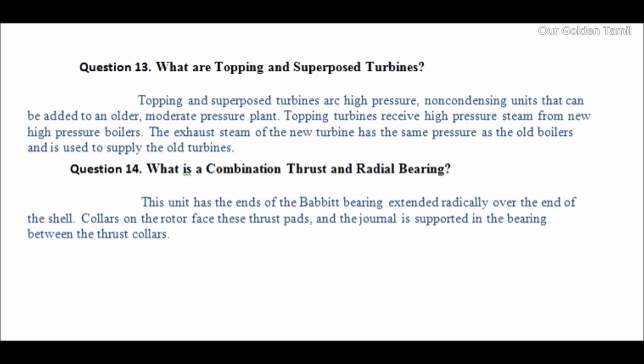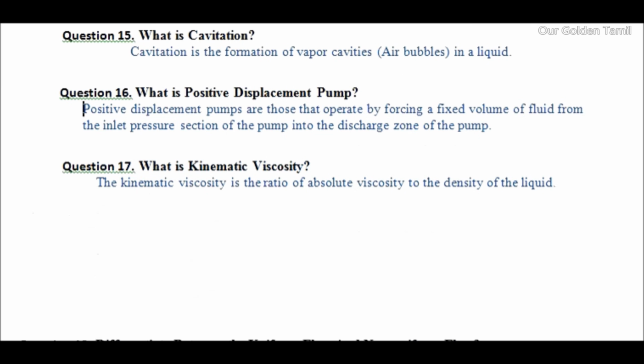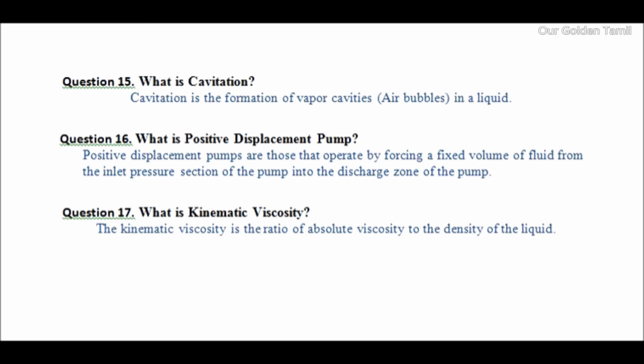Question 14. What is a combination thrust and radial bearing? This unit has the ends of the Babbitt bearing extended radially over the end of the shell. Collars on the rotor face these thrust pads, and the journal is supported in the bearing between the thrust collars. Question 15. What is cavitation? Cavitation is the formation of vapor cavities, air bubbles, in a liquid.